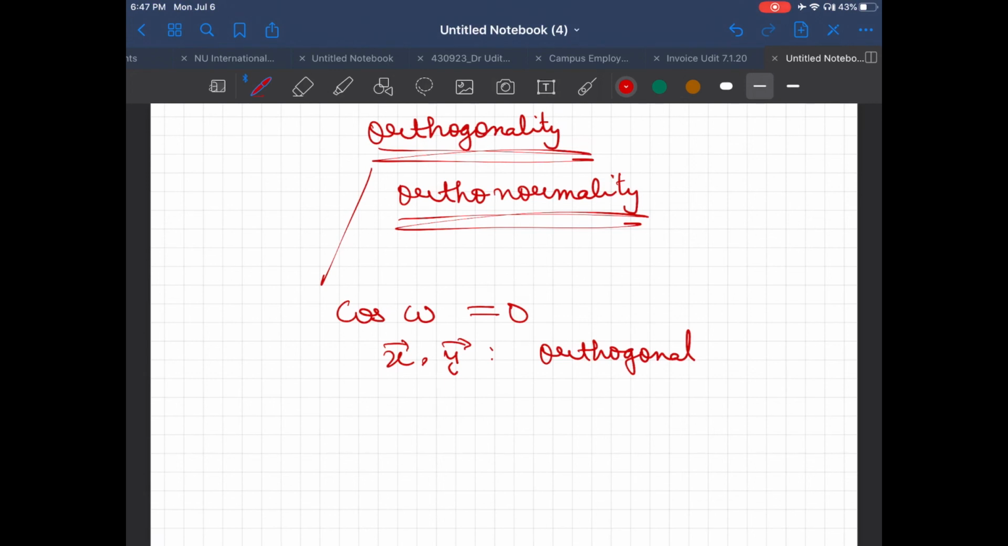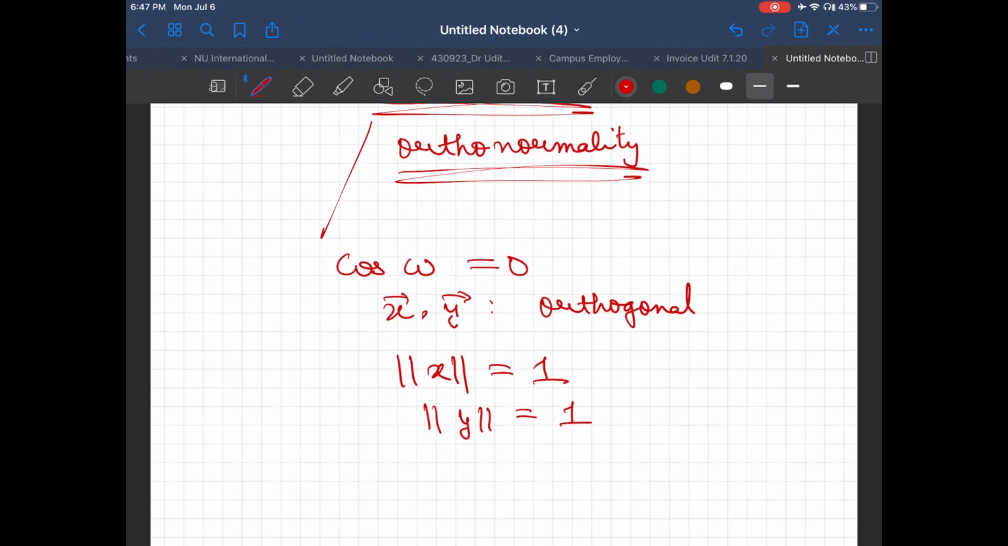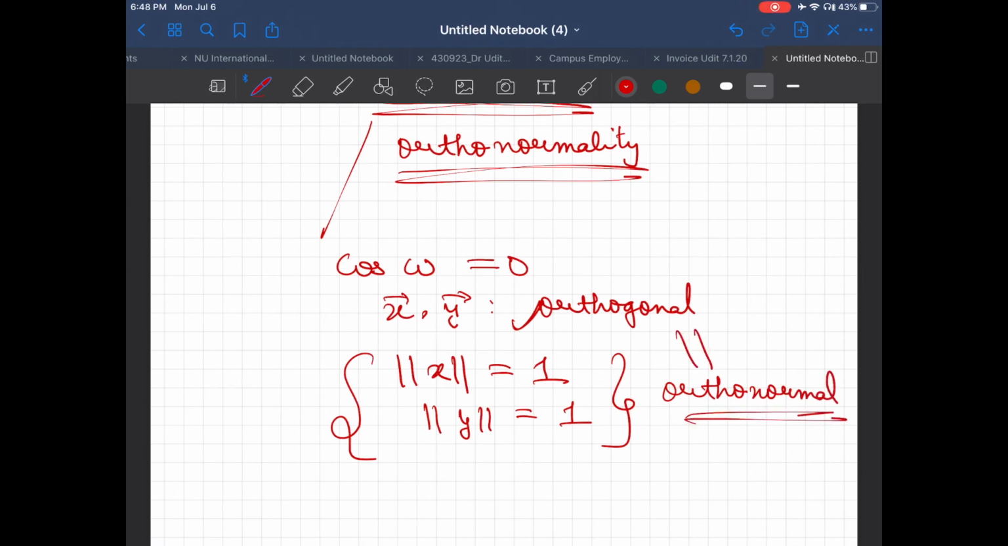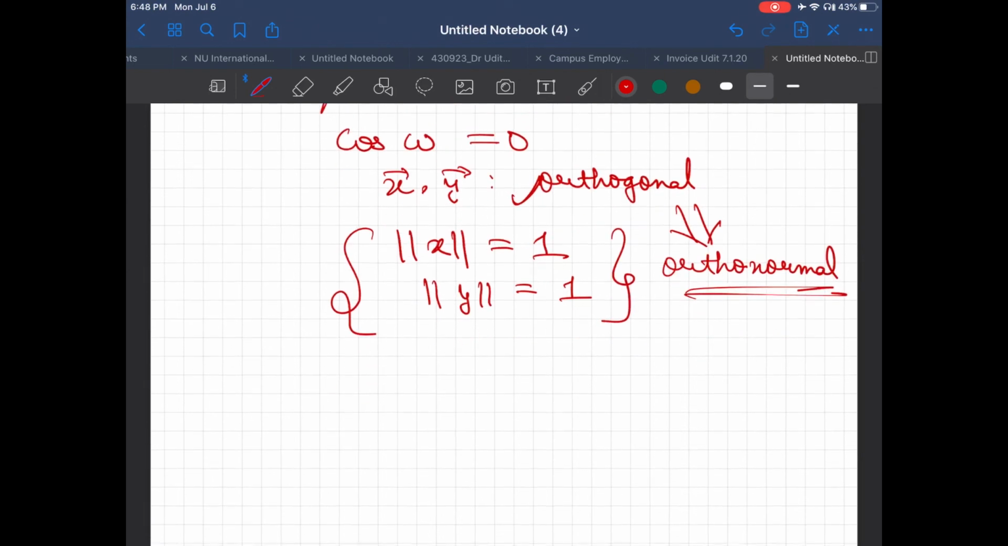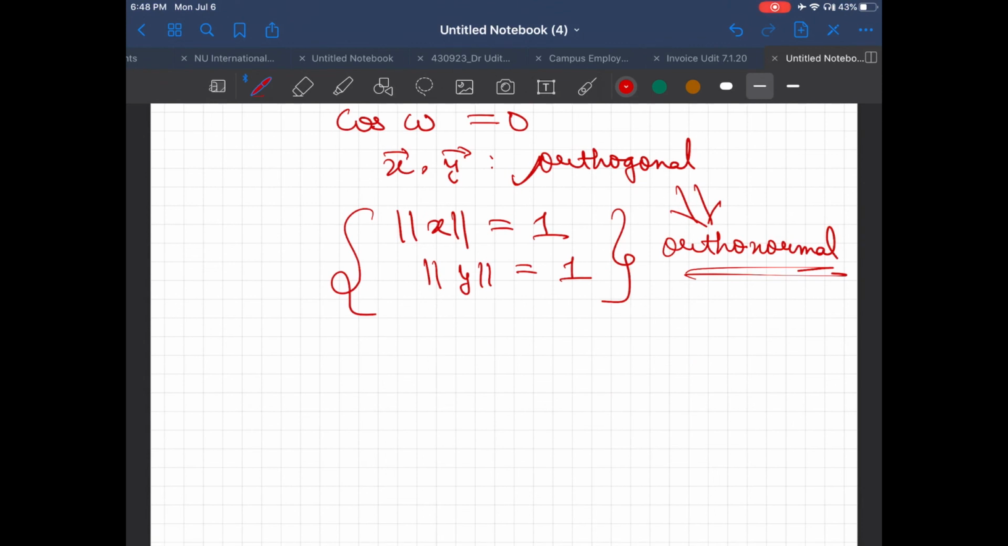they are orthogonal. And if we make the L2 norm, or L1 norm, but we are sticking by default to L2 norm, if we can make norm of x equal to 1 and norm of y equal to 1, then we can say that these two vectors, if they meet the condition of orthogonality, are orthonormal. So being orthonormal is the special case of orthogonal.